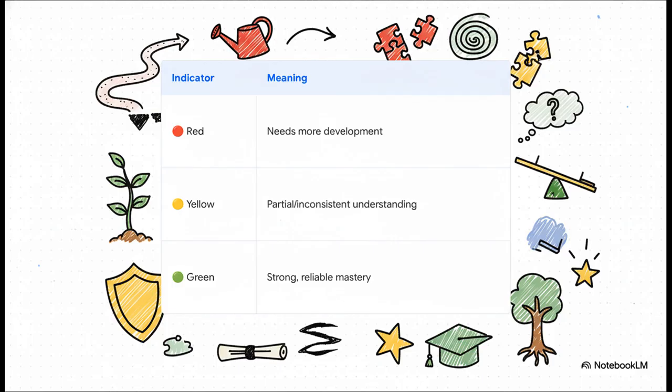It uses the super clear 3-color system. Red means a skill is still in the early stages and needs some work. Yellow shows you're definitely getting there, but maybe your understanding is a little inconsistent. And green, that means you've got it down. Strong, reliable mastery. It's simple and really intuitive.